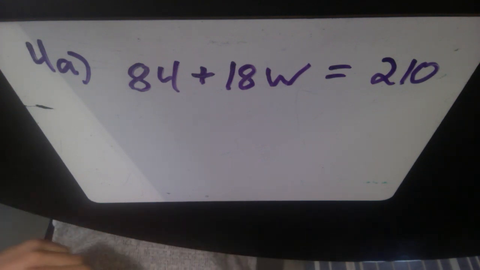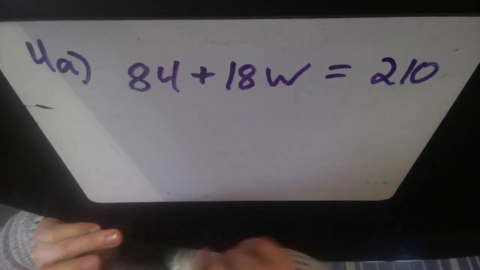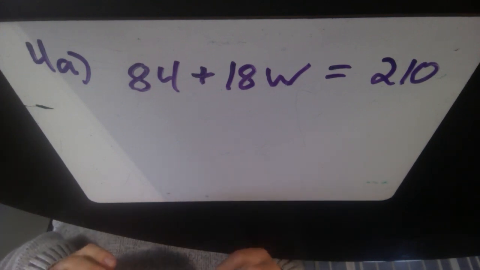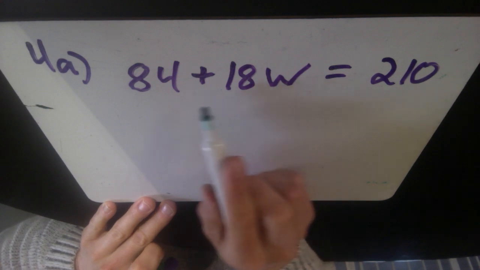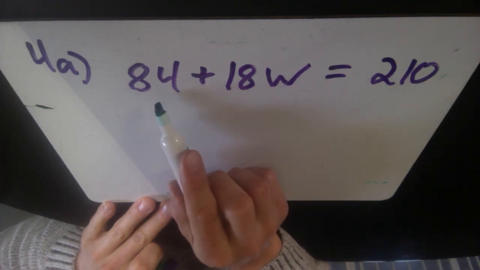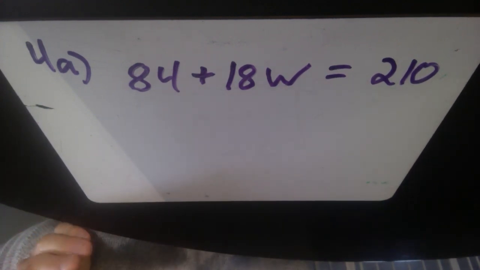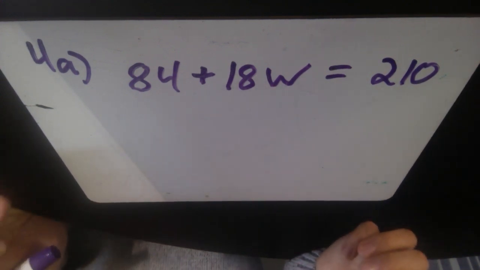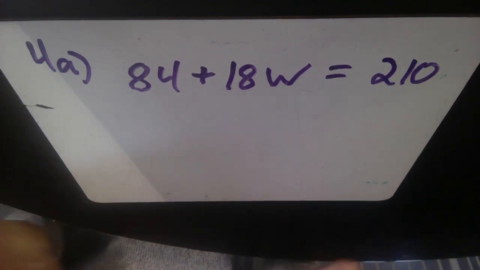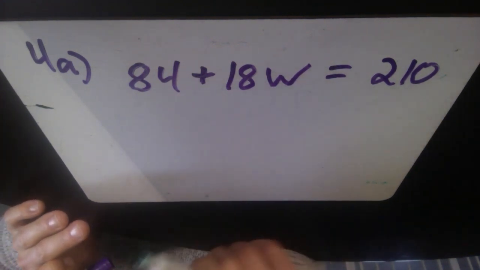The second part of this is I want to still get that variable alone. The only difference in this question, guys, is that this time this 18W is on my right side and this 84 is on my left. We could have drawn it differently. It's the same thing. I could have gone 18W plus 84. You're going to get the same answer. So either way, you still get the mark even if these two are flipped.